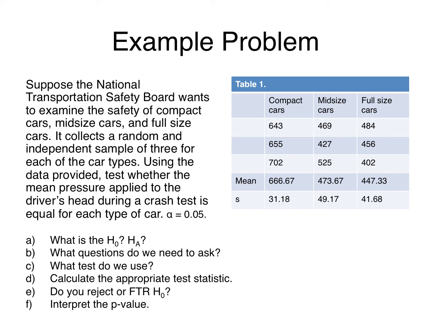Okay, so here's an example problem. Suppose the National Transportation Safety Board wants to examine the safety of compact cars, mid-size cars, and full-size cars. It collects a random and independent sample of 3 for each of the car types. Using the data provided, test whether the mean pressure applied to the driver's head during a crash is equal for each type of car. Assume a significance level of 0.05.